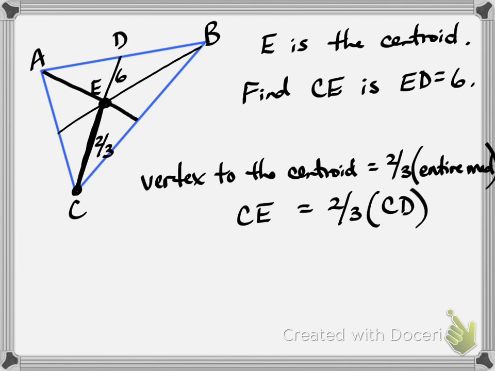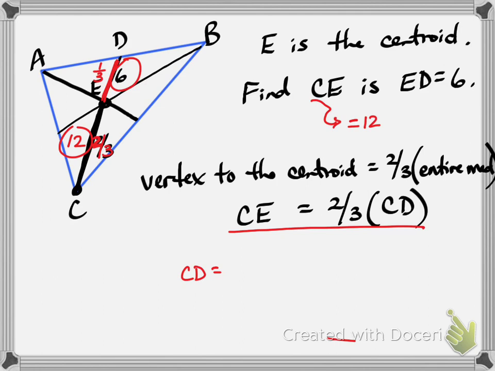CD, that doesn't help me very much. Let's go back to just the very basic. We just said that was 2/3. So how much is left for this piece? 1/3. So 6 is 1/3. How much is 2/3? Well, it'd be 12. If 1/3 is 6, then 2 of those would be 12. So then we know that CE is 12. So I guess we don't really have to use too much of that thing right there. They wanted us to find CE. CE is 12. And how long would CD be? The entire median? Well, it'd be 12 plus 6, 18.